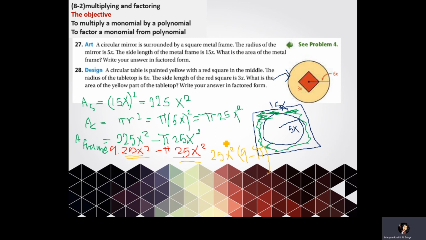The other one is exactly the same idea, but if I find the yellow part, exactly the same thing. This time, you need to find the area of the circle minus the area of the square, the opposite, because they need the yellow part. So that's the idea. You will use your knowledge and your understanding in the question.